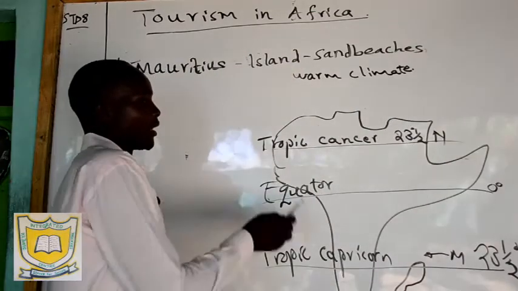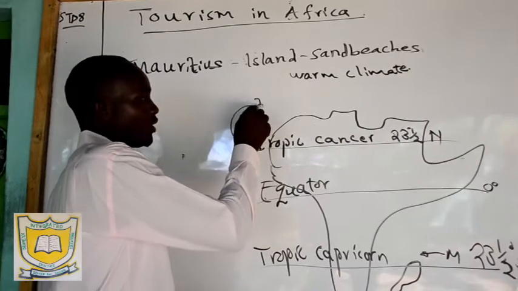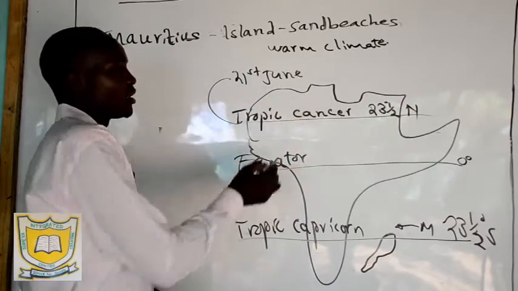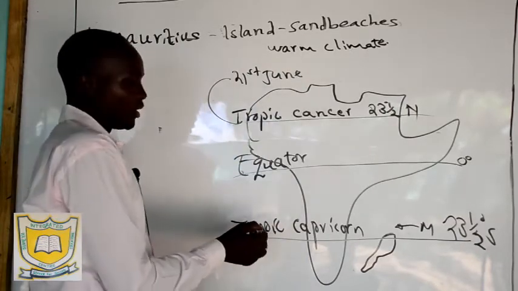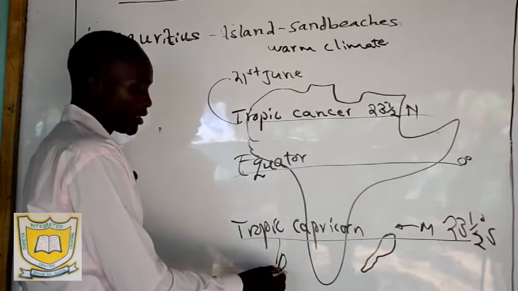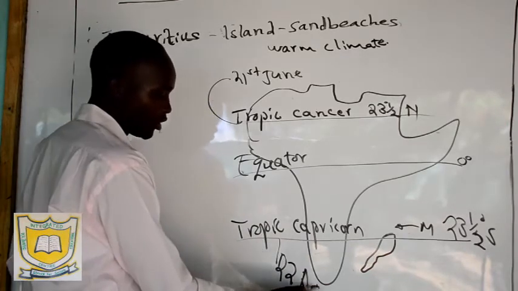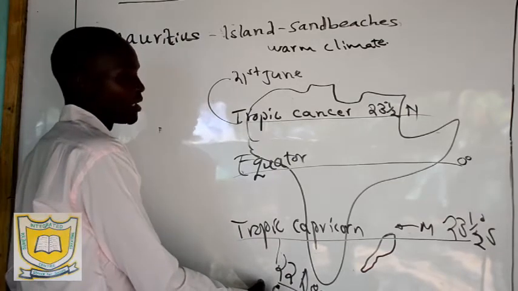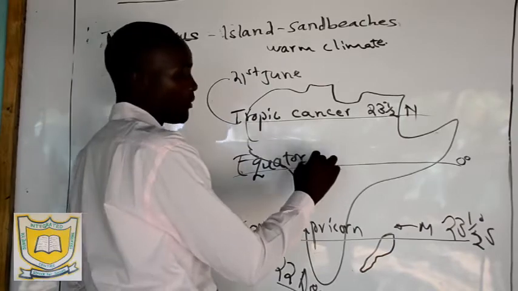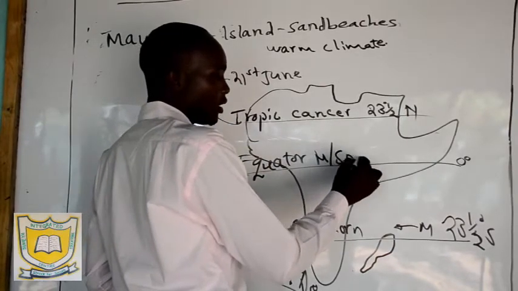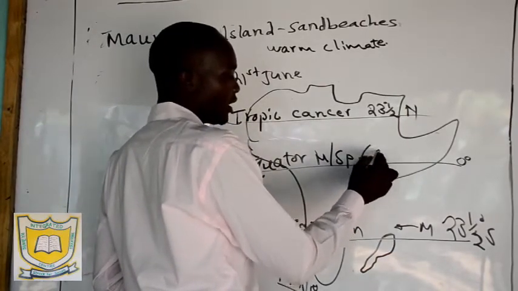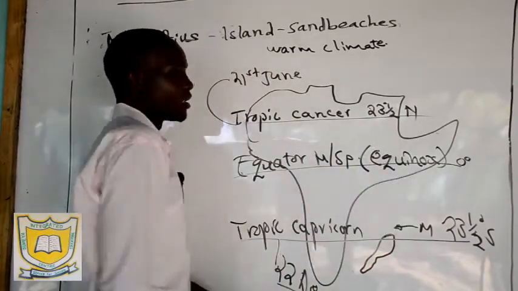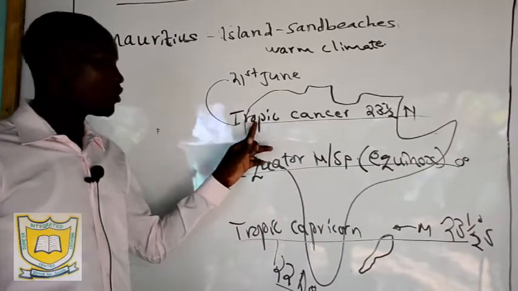Then we said the sun is overhead here on 21st June. So in the month of June, this region is experiencing summer. Then at this place, it is 22nd December. So December here, the season is summer, it is sunny. Then here we say it is March and September, and here is called equinox. Equinox means the length of day and night is the same. So these are what we call the tropics.